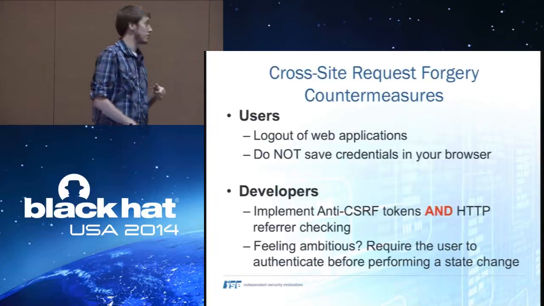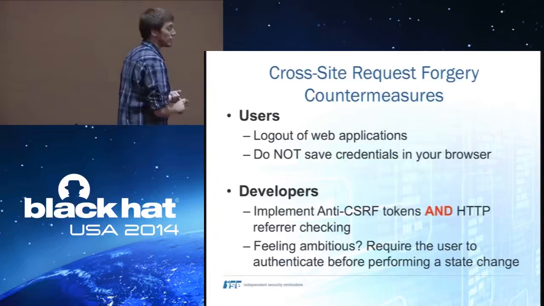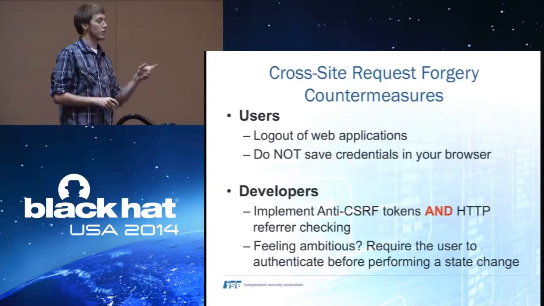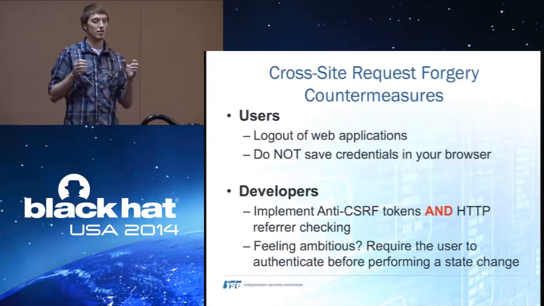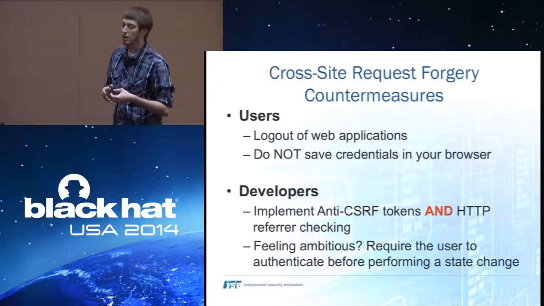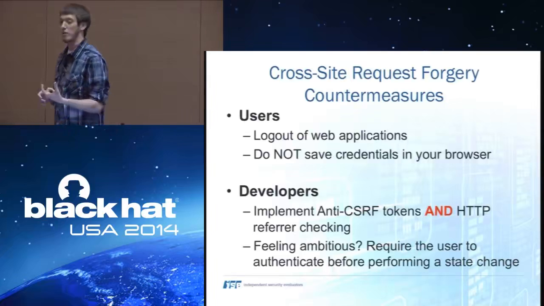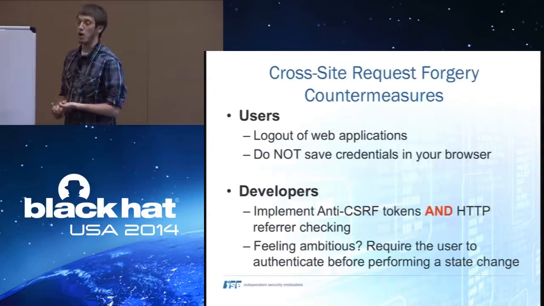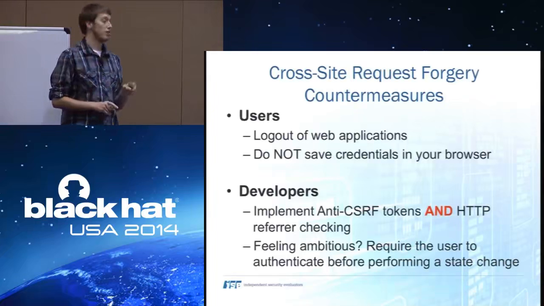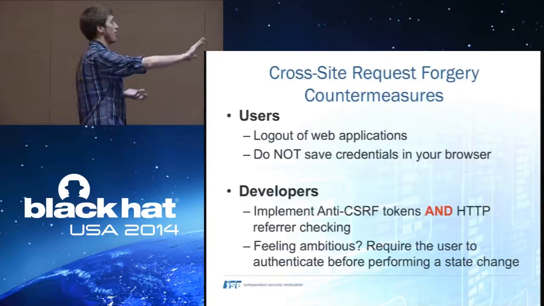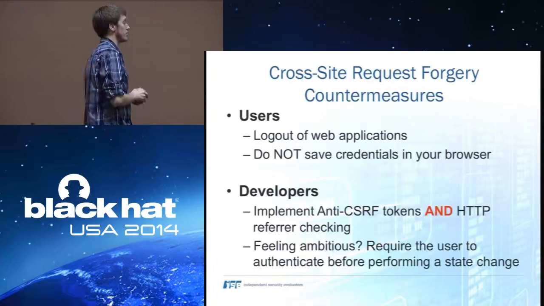Okay, and then developers. Implement anti-CSRF tokens, and essentially all this is a secret nonce that is unknown to the attacker, and they're included as a hidden form value in a form. Both the name and the value are random, so there's two values that an attacker is unaware of, and those values are then validated on the server once a request is sent.